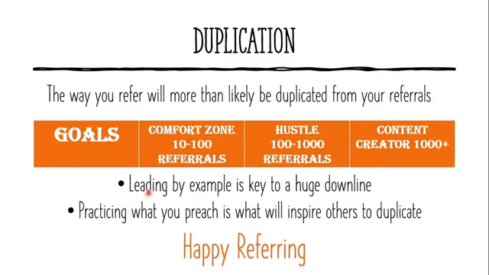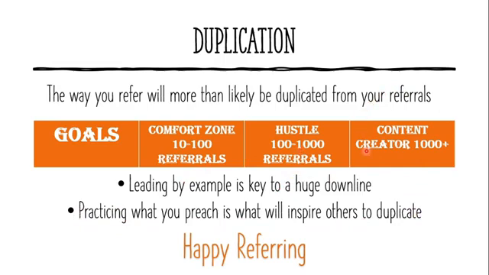The reason why is that leading by example is key to a huge downline. People copy from example. If you are telling them to go make content, but you're in the comfort zone, like when you've got your friends and family to sign up and you say, well, go make content, that's how you get the most, they're not going to do that, because you've already shown them to hustle. So practicing what you preach will inspire others to duplicate.